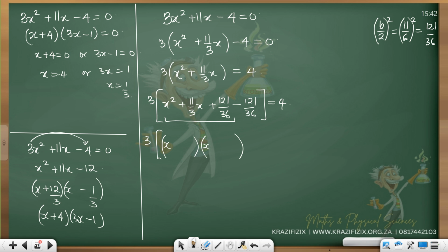I told you, be smart. Your b over 2, whatever you have in the bracket is what's going to be here. 11 over 6. 11 over 6. They are both positive because my b is positive. In the bracket I have, you see this thing here is going to really assist you. Okay, minus 121. Be careful of your bracket.